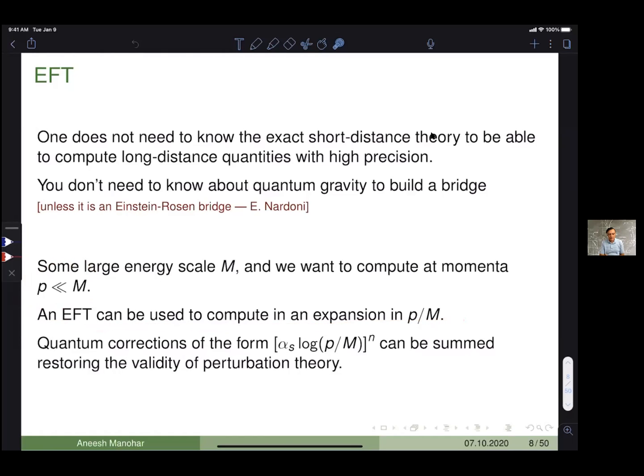And one of the things when you have a ratio of scales like this, when you start doing loops, is you get logarithms of the ratio of scales. And if p over m is a tiny number, logs of p over m are large. And if you have a coupling constant alpha, alpha times a log no longer has to be small compared to 1. What the EFT does is it allows you to resum all of these logarithms and restore the validity of perturbation theory. So this is called renormalization group improved perturbation theory.